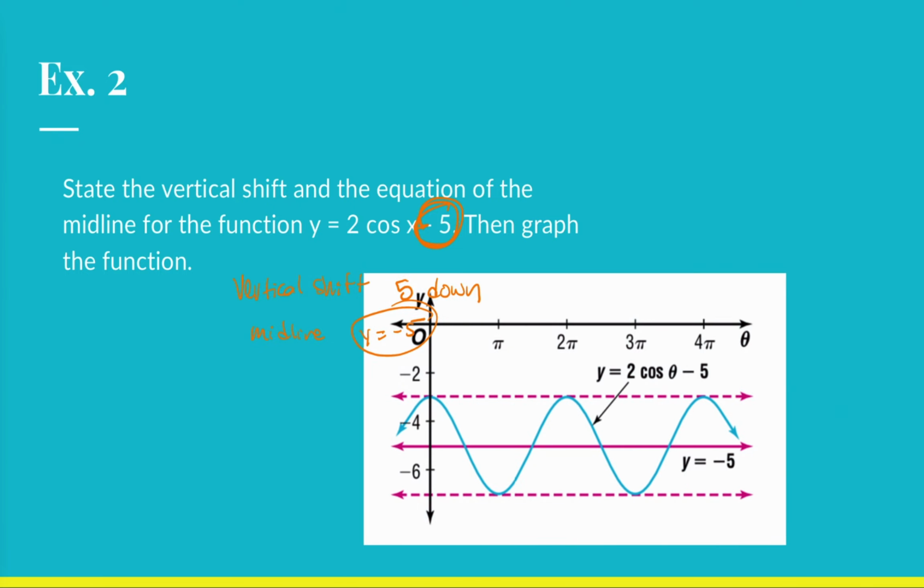So here's the function. Now the midline is -5, and the amplitude is 2, so we go 2 up from the midline and we go 2 down from the midline. So instead of being up and down from the x-axis, now it's up and down from the midline of y equals -5.